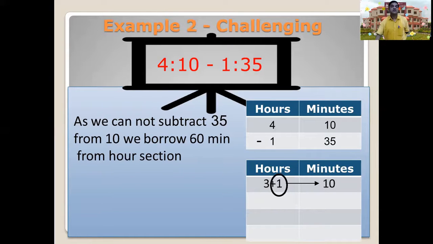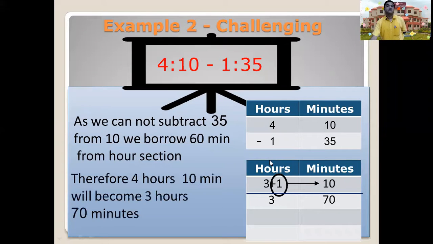Why we have written this? Because I want to take this 1 hour from the hour section to the minute section, because this 1 hour gives us 60 minutes. So we are going to add the 60 minutes in minute section. So naturally we are getting 10 plus 60, that is 70 minutes in minute section and 3 hours in hour section. So we get 3 hours and 70 minutes.